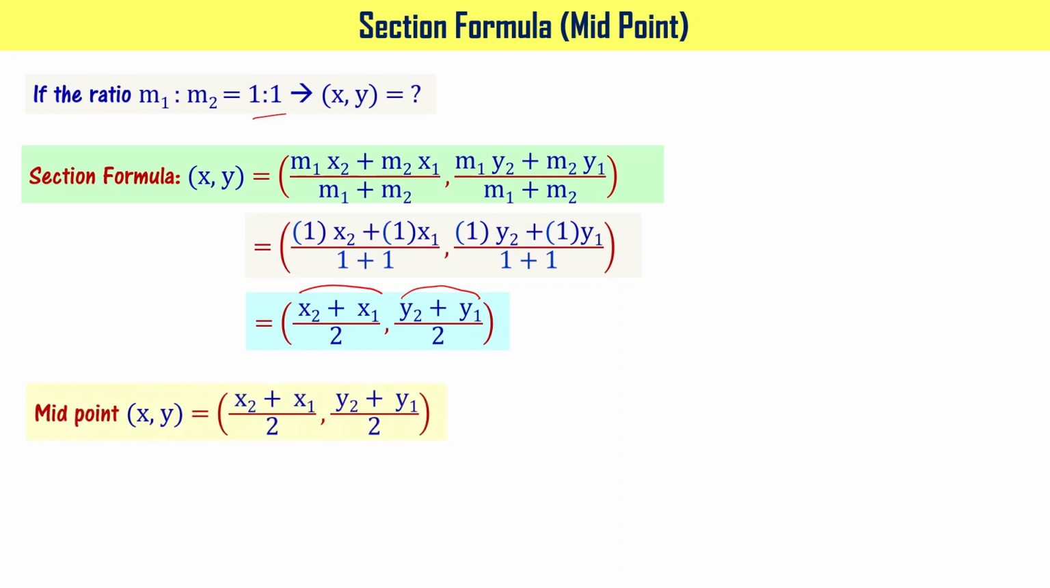Now I can write the midpoint as x comma y equal to x2 plus x1 divided by 2, comma y2 plus y1 divided by 2. This is the midpoint formula. All these formulas are derived from this particular formula called the section point formula, right? Please note these formulas so that we can solve some problems based on this concept.